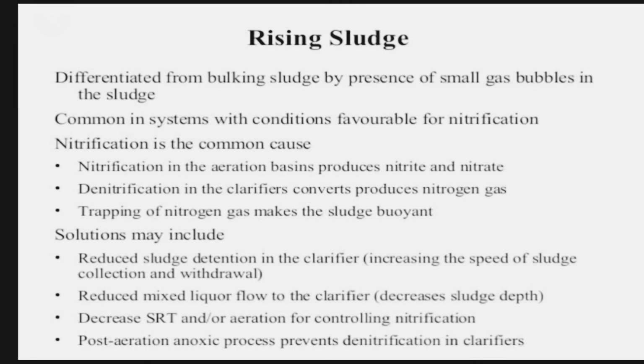The last point is that a post aeration anoxic process prevents denitrification in the clarifiers. This is the main solution required to prevent this rising sludge problem: the post aeration anoxic process, which prevents denitrification in the clarifiers. You have already seen that this rising sludge problem is caused mainly due to the denitrification process in the clarifiers. So to avoid denitrification, the post aeration anoxic process is necessary.